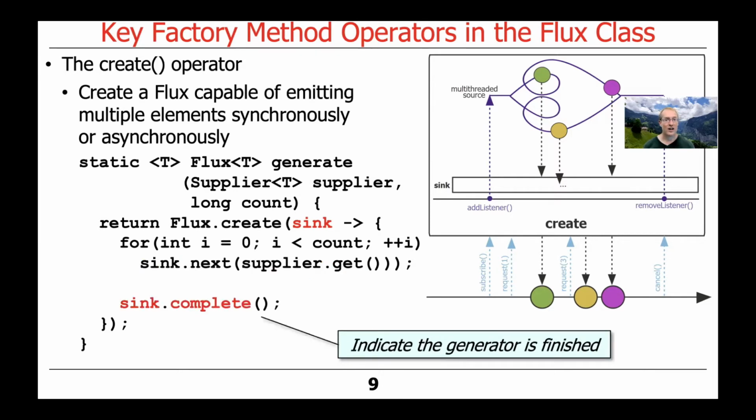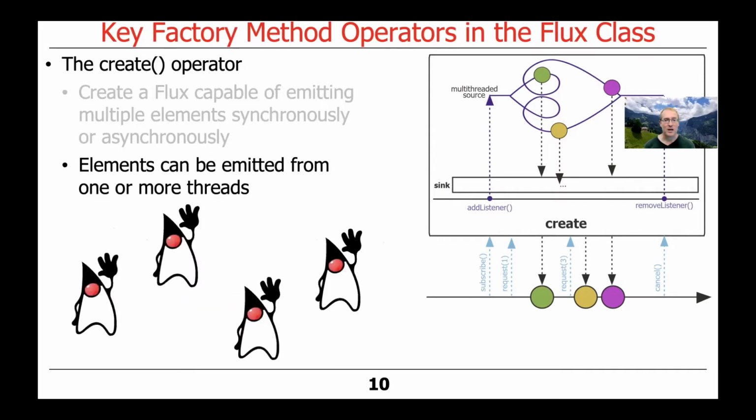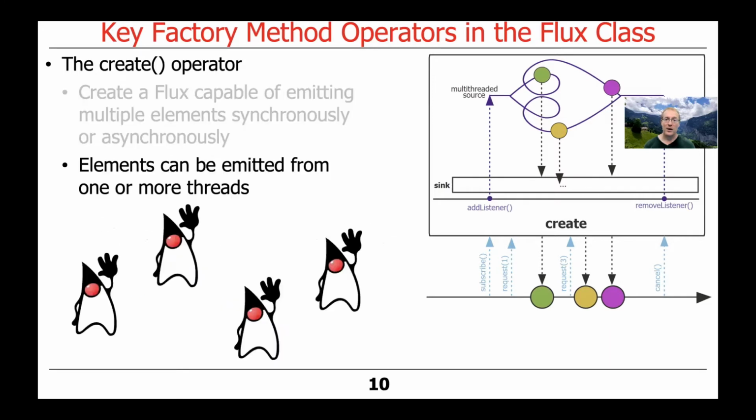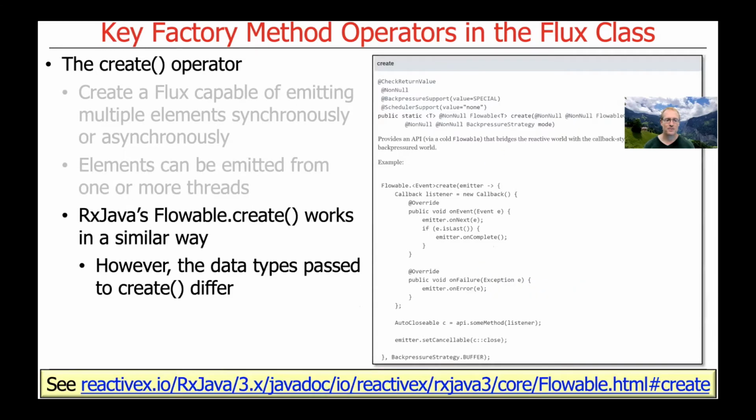We're then going to call sink.complete after the loop exits to indicate downstream that we've shut down, and the downstream should also treat that as the end of the computation. The elements can be emitted from one or more threads. This example used the main thread of control, or the calling thread of control, to generate the signals. However, as we'll see later, you could have a background thread, using something like subscribeOn or publishOn, actually do the emission in a different threading context.